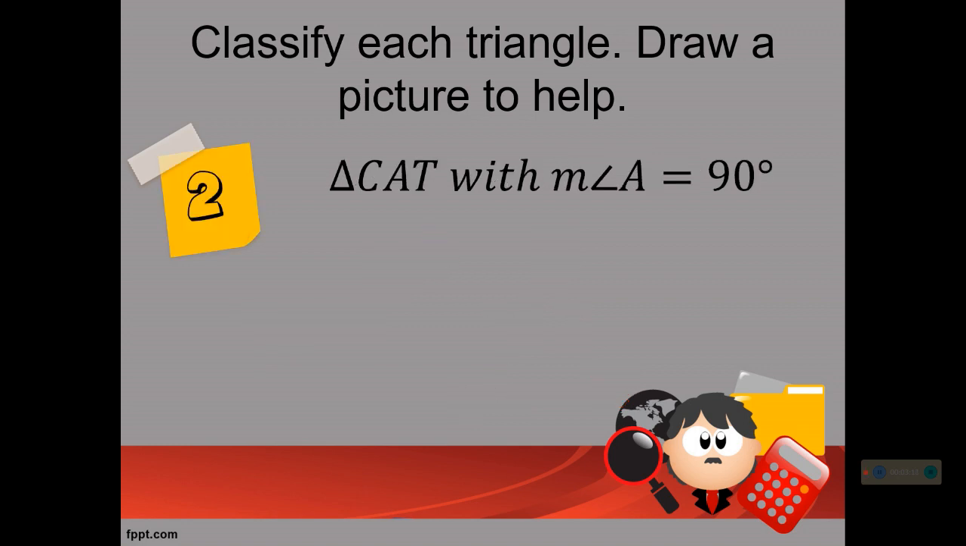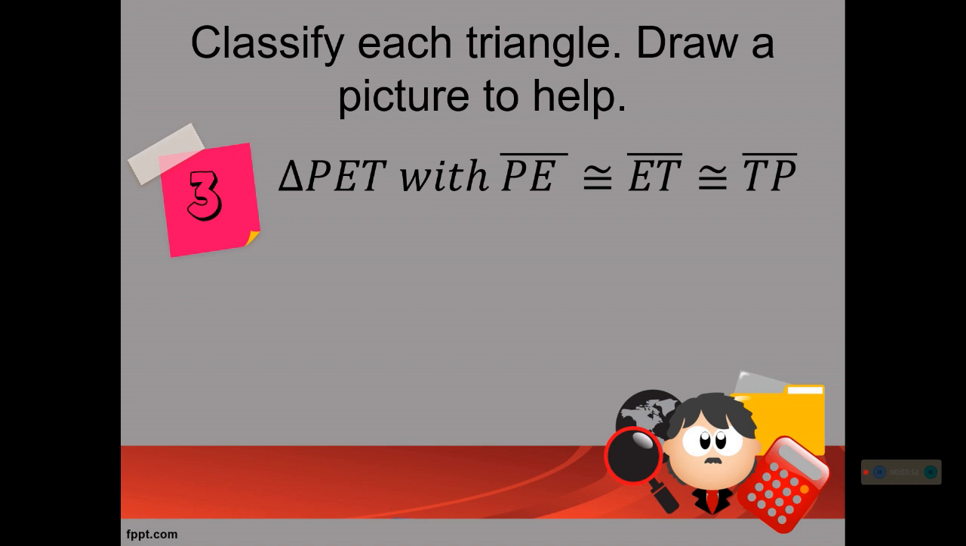Next, let's have number 2. Triangle CAT, with the measure of angle A equal to 90 degrees. So we have here triangle CAT wherein this angle is measuring 90 degrees. What kind of triangle is this? That's correct. We have a right triangle.